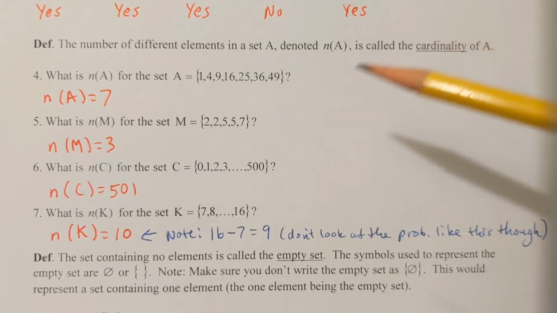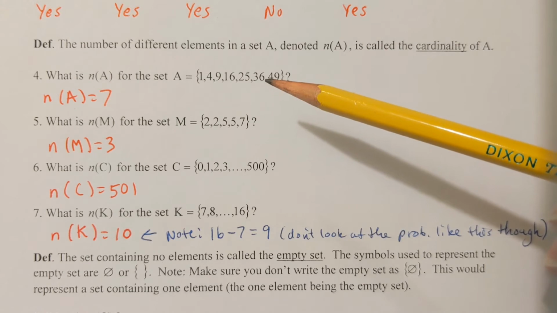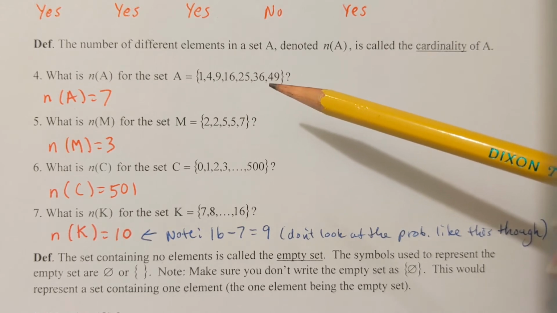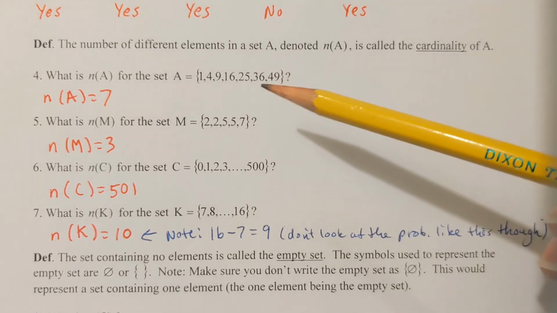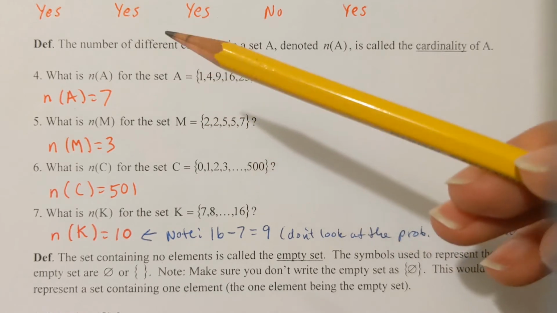So if I wanted to rewrite 36, 23 times, I could do that. It'd still be a set with 7 different elements in it. Okay, different is a key word.